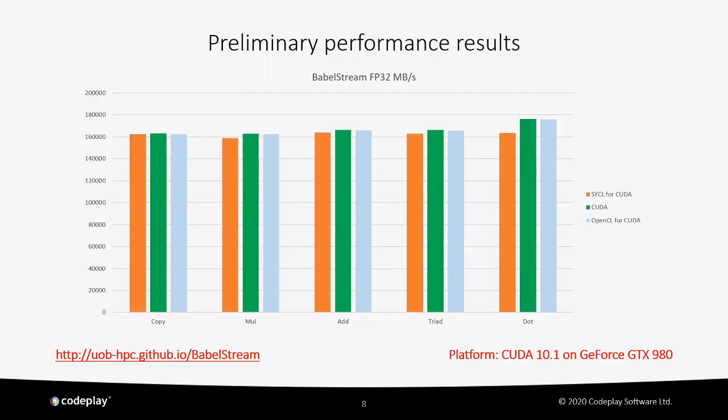Here we can see some preliminary performance results from a local build. For this we are using BabelStream 3.4, the current tip, and CUDA 10.1 with a GeForce GTX 980. The bars here represent bandwidth, so higher is better. The orange is the DP++ CUDA backend, the green is plain CUDA, and the light blue is OpenCL stream running on CUDA. As you can see, there is still a slight performance gap compared to native CUDA, but the difference for everything except for DOT is less than 10%. But note that this is still early work.